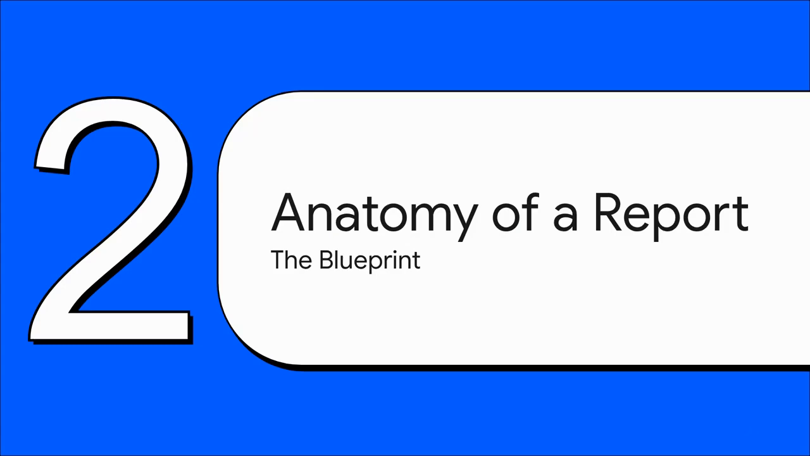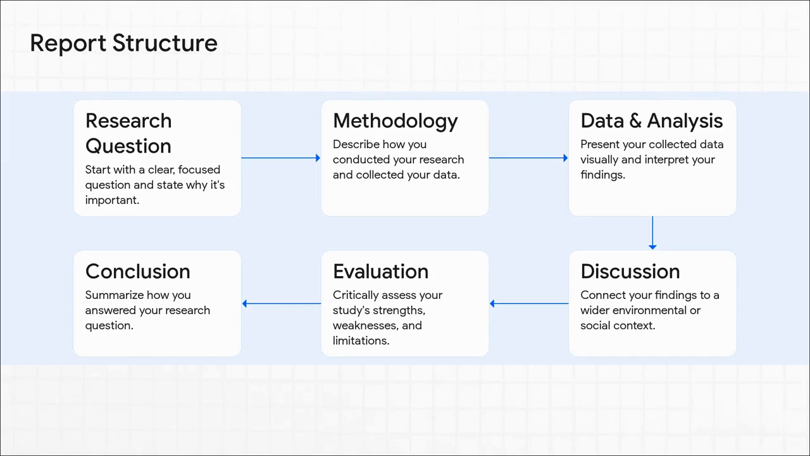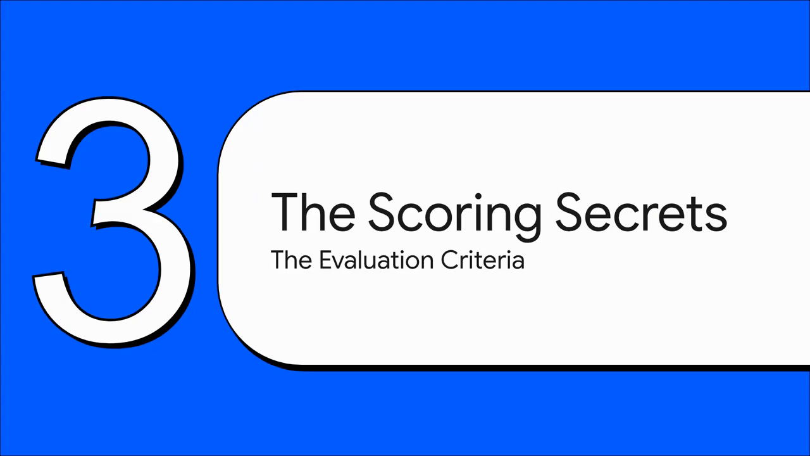Okay, so now that we know what it is, let's look at the blueprint. How do you actually build this thing into a finished report? See, a great IA isn't just a random pile of facts. It tells the story of your investigation in a very specific, logical way. I want you to think of it like a journey. You start with a super focused research question. That's your destination. Then you explain your plan in the methodology. That's your map. Then you show what you found with your data and analysis. The discussion is where you connect it all to the bigger picture, and the evaluation is where you step back and critique your own journey before you wrap it all up in the conclusion. See? It's a story.